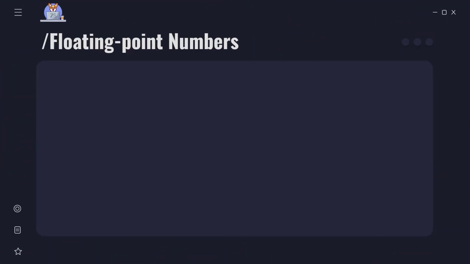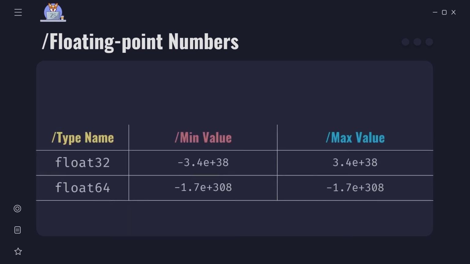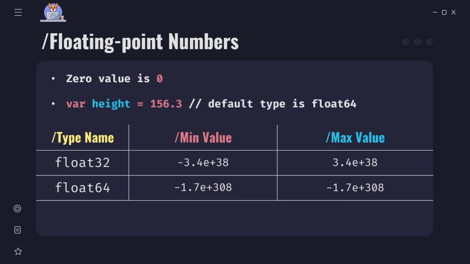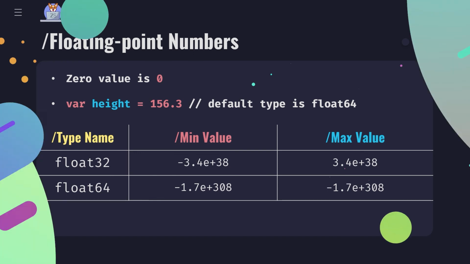Next we have floating point numbers. Floating point numbers represent the real numbers in Go language. We have two types, float32 and float64. Like the integer types, the zero value for floating point types is 0. When we don't provide a type, float64 is the default type.